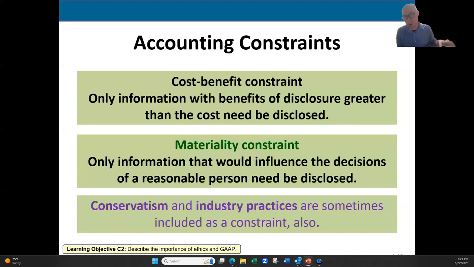And conservation and industry practices might also be considered a constraint sometimes. And essentially, what this means is the business acting in a way that is based off of industry standards? Are they acting as a conservator of the environment? That's what that last one is. That last one is relatively new as a constraint in accounting. That's because there's a lot of talk right now around the idea of environmental social governance as being a part of accounting. We'll talk a little bit about that soon.